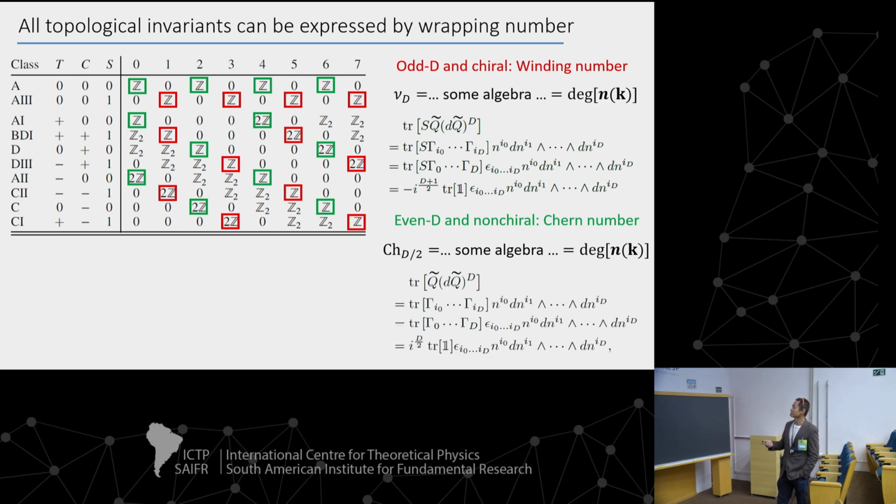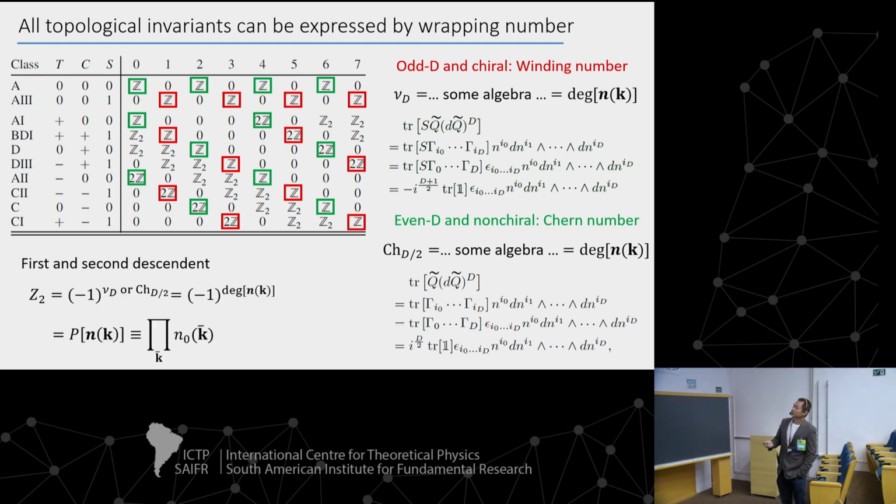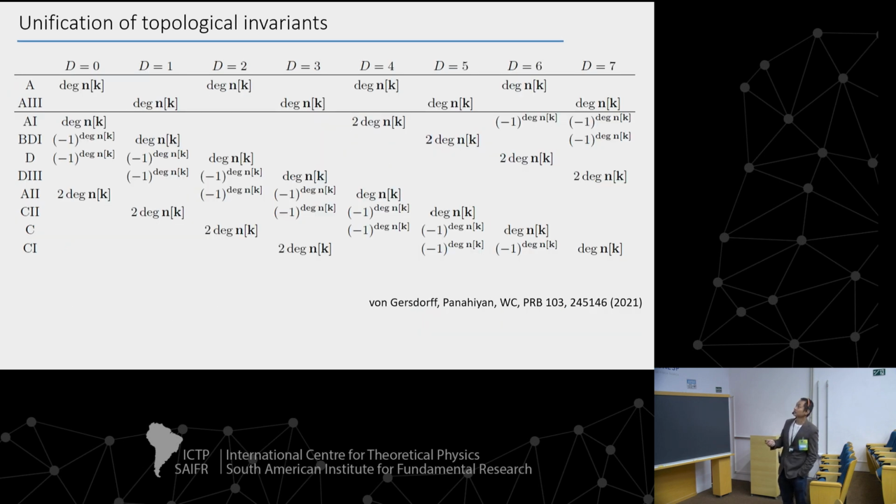You just have the trace of some of this derivative, but still trace of all the Dirac matrices multiplied together is the constant. And also, Dirac matrices anti-commute, so they naturally give you this tensor in the front. Okay, and then the first and second descendants, once again, are just -1 to the power of this. So with this, we very nicely unify all the topological invariants on this periodic table into this degree of a map. So the topological invariants are either the degree of a map or -1 to the degree of a map or 2 times the degree of a map, depending on where you are in this periodic table.